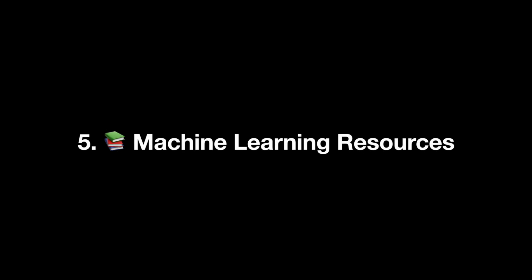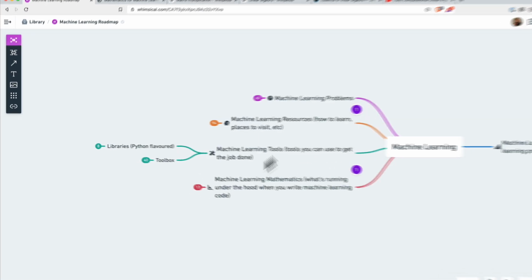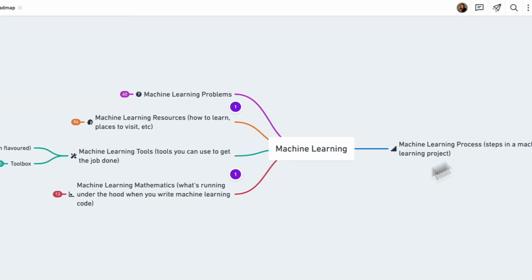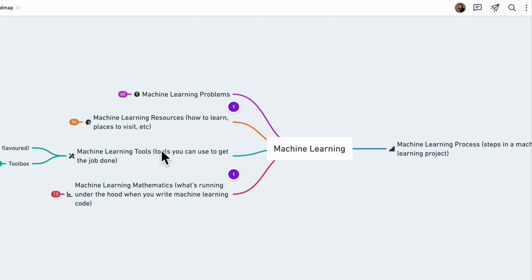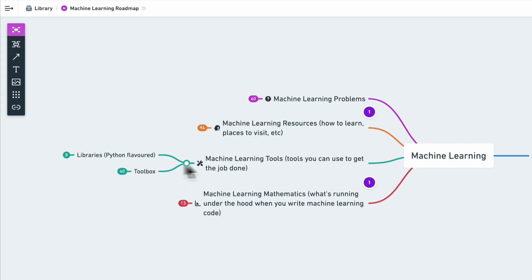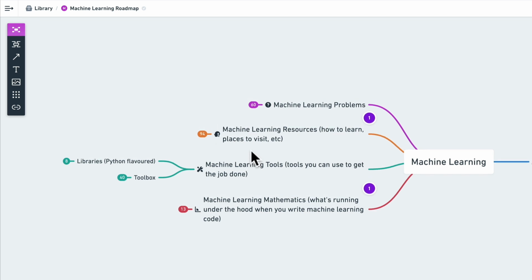So let's go into the final step, number 5, everyone's favorite, machine learning resources. So you might be thinking, well, let's come back to the roadmap. We've gone through problems, we've gone through process, we've gone through tools, and we've gone through the mathematics, or at least just covered each of these in a high-level overview. You might be thinking, this is great, Daniel. How do I learn all these things? Well, let's go through that now.